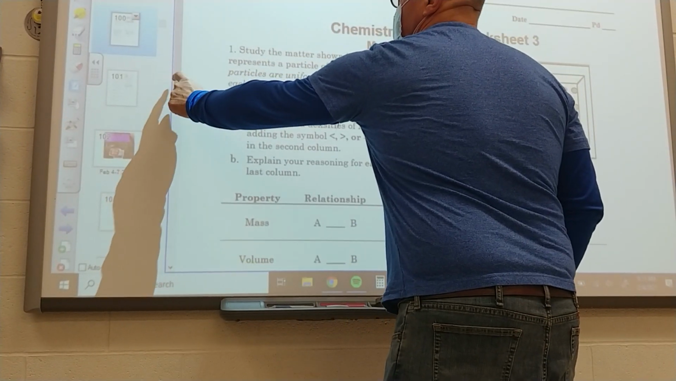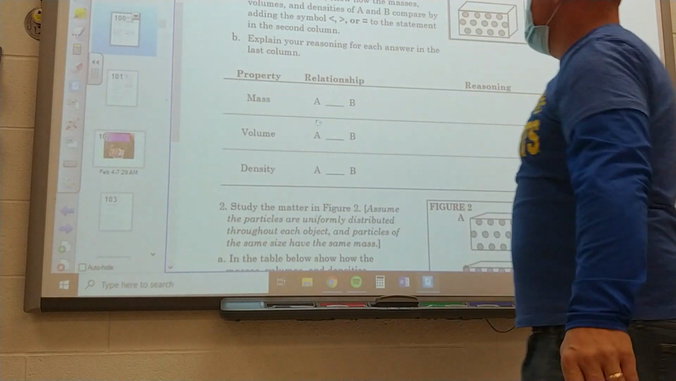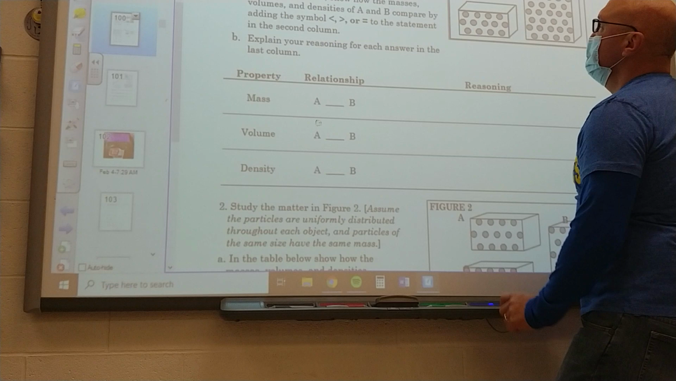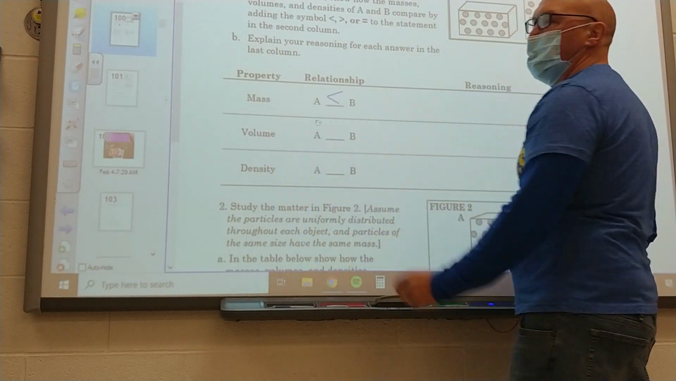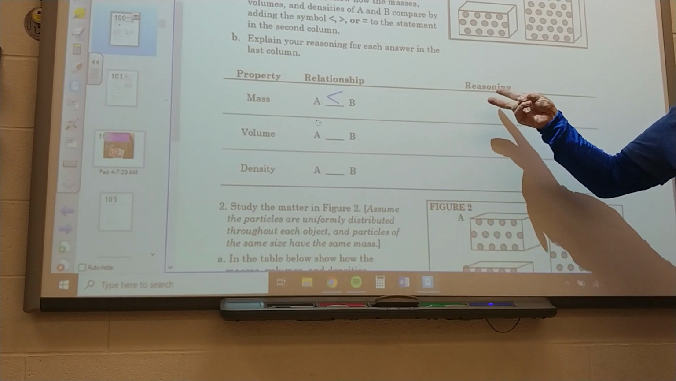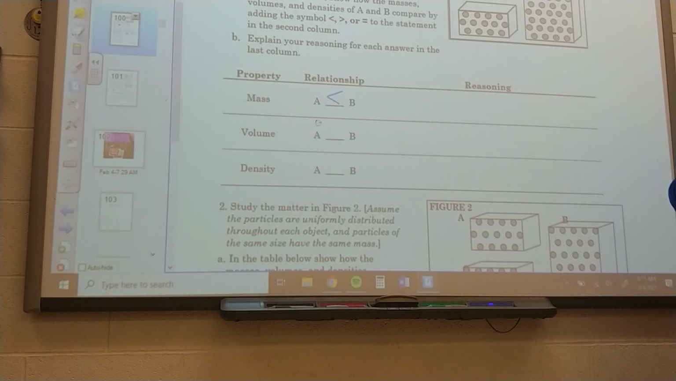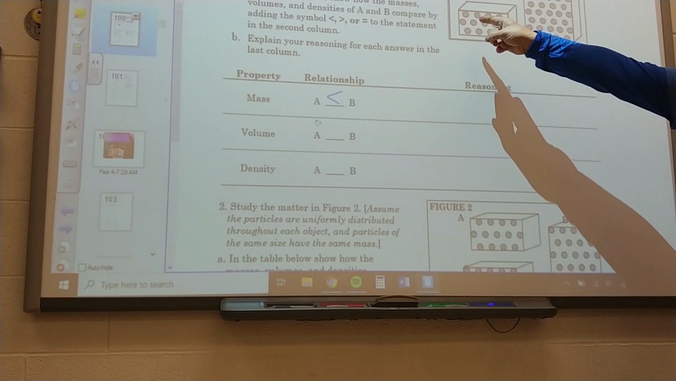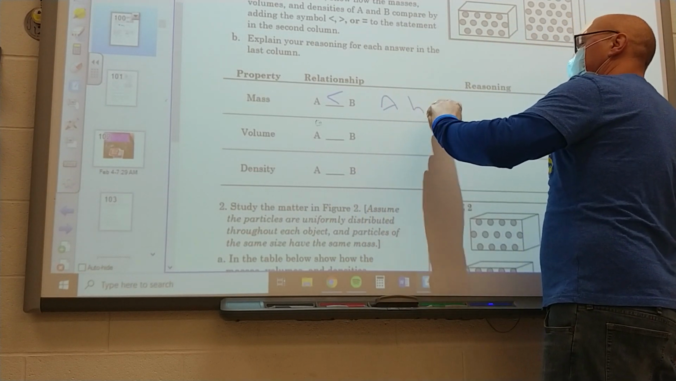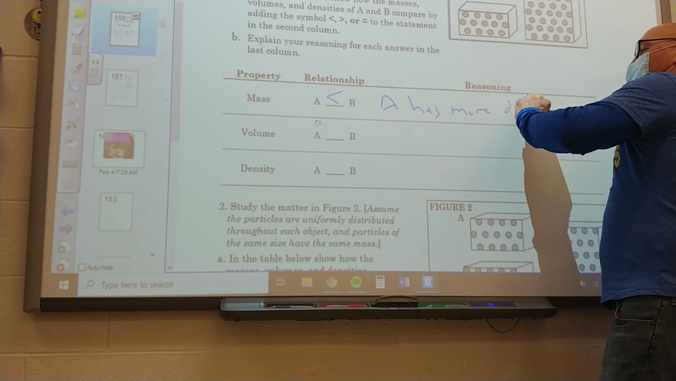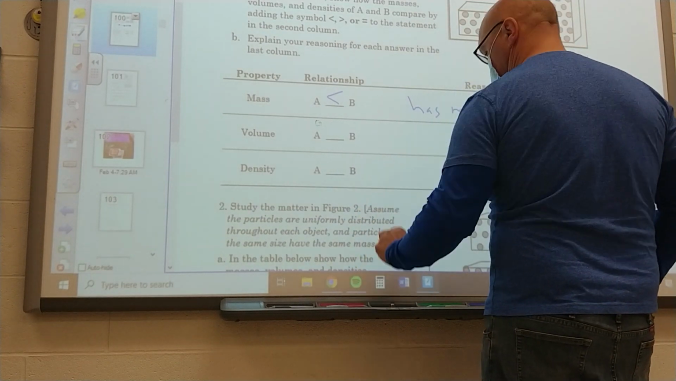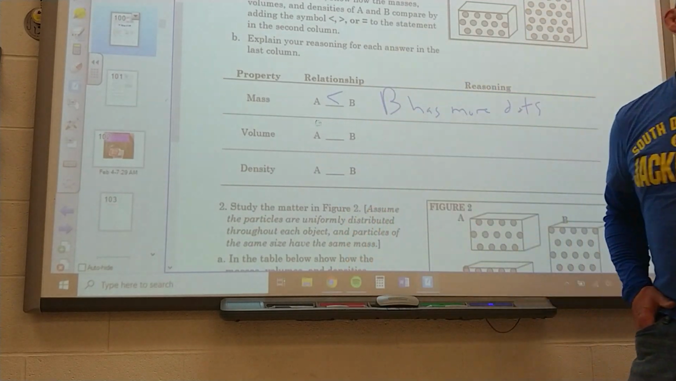Your mission was to look at these things, and you had to evaluate it for mass, volume, and density. Did you say that A has less mass than B? Yes or no? Listen. When you take the test, make sure that you put a reason. And since all these dots are the same size and the same mass, A has more dots. Maybe that's a way. A has more dots. I don't want a big long one. Yeah, that's what I meant. Thank you. I told you I'd goof up a lot in this class.